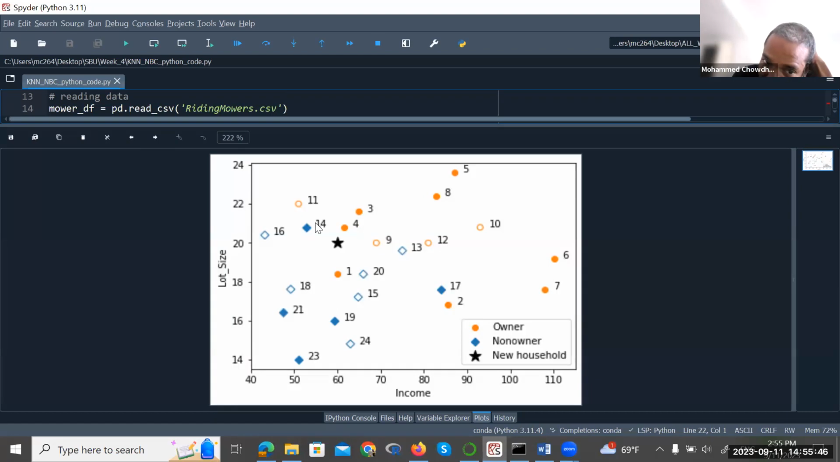Again, if I take the 4 nearest neighborhoods, then the 4 members will be this one, 1, 9, 4, 14, because of the distance. In this case, if we take the voting, two are voting in favor of owning. So that means the majority of the vote is in favor of owning a lawn mower.